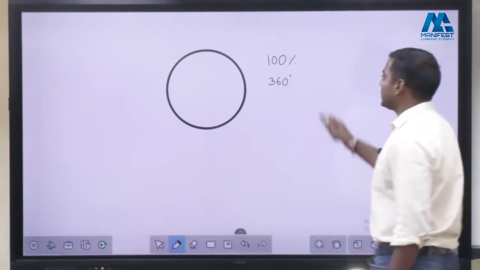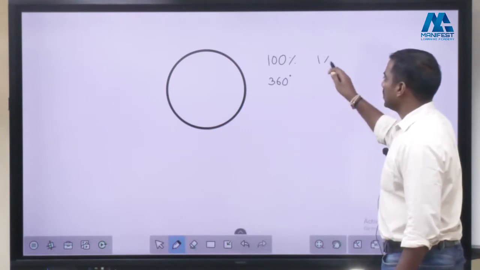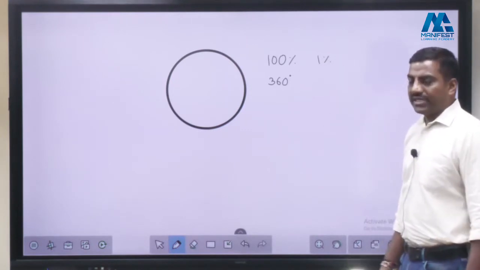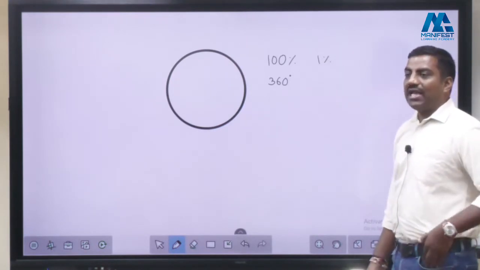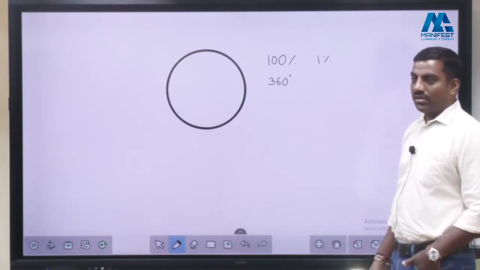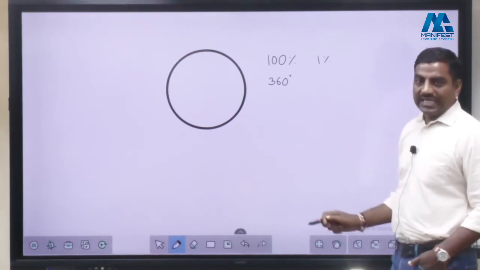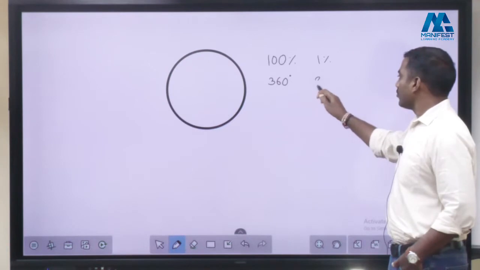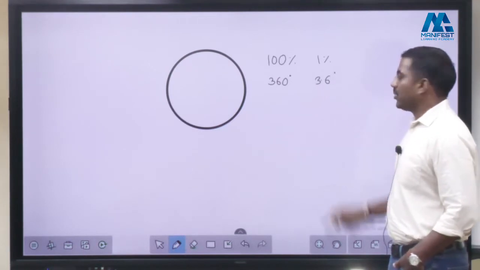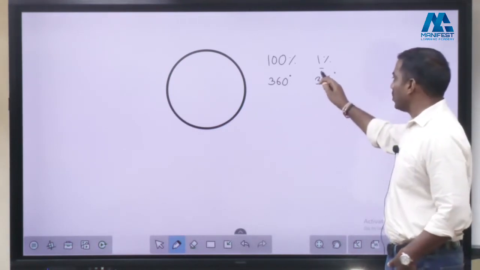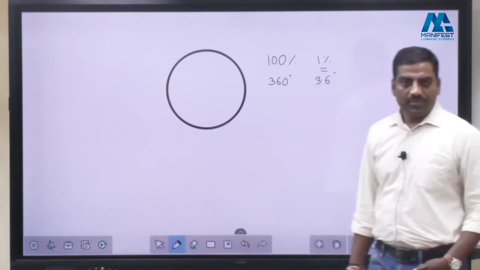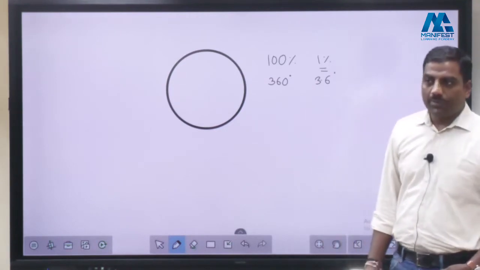So for a single percent, how much angle are you going to dedicate? For 100%, 360 degrees. So remember this one. 1% is equal to 3.6 degrees. 1% is equal to 3.6 degrees.